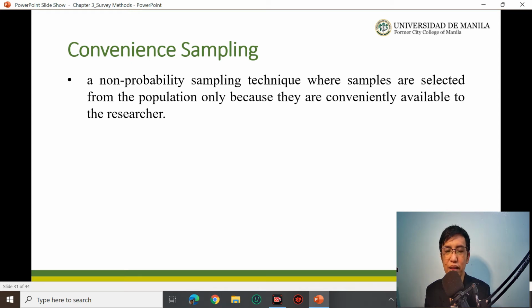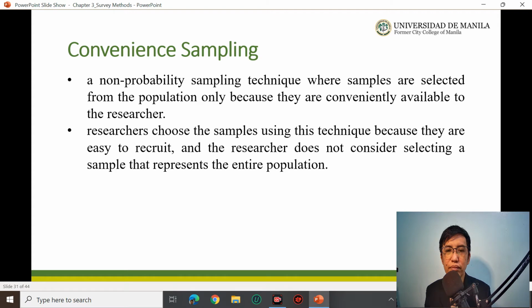Okay? This one is the lowest form of sampling technique. At ito yung pinaka-bias. Kasi nga convenient sa researcher. We do not actually encourage convenient sampling. And the researchers choose the samples using this technique because they are easy to recruit. The researcher does not consider selecting a sample that represents the entire population. Yan yung sinasabi natin kasi they are non-probability sampling.